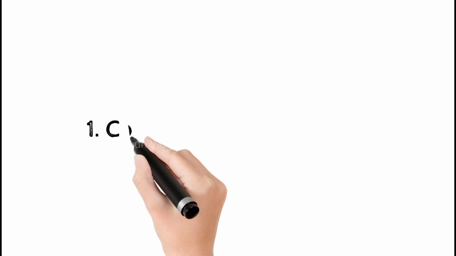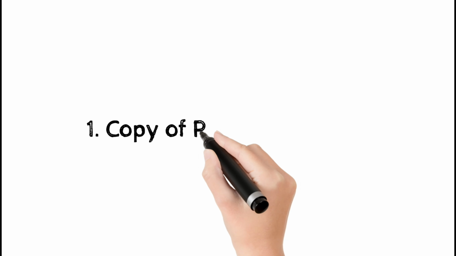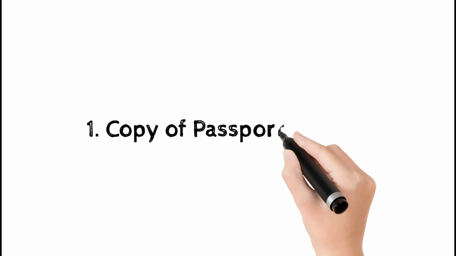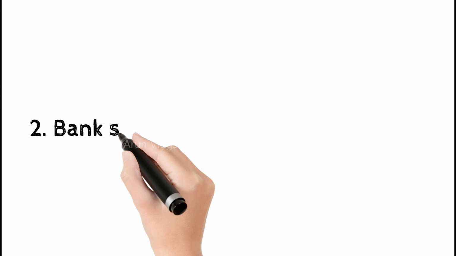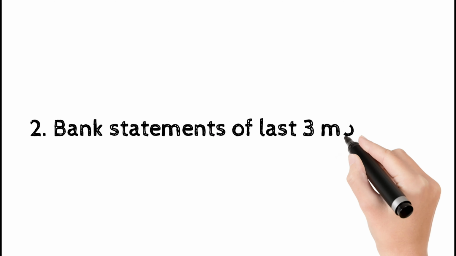Then speaking about the documents required, the first one is that you'll require a copy of your passport and visa. Some owners may give you an accommodation based on your visa duration. That is, if you have a long-term visa or a PR, then that will be a plus point. The next one is bank statements of the last 3 months to show that you have a monthly income coming to your bank account.